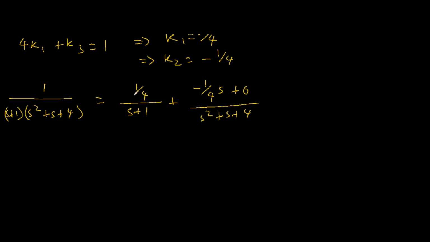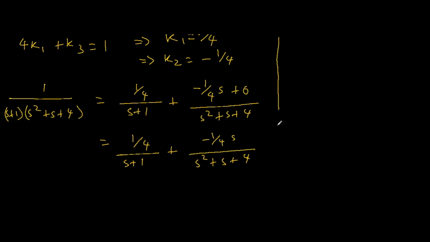The first part is easy to deal with. Let's concentrate on the second part for now. So this is equal to 1 over 4 over s plus 1 plus, here we have negative 1 over 4s over s squared plus s plus 4. Now, to find the inverse Laplace transform, the inverse Laplace transform of the first one is clear. The inverse Laplace transform of this second one is maybe not as straightforward. So let's go ahead and compute and find out what it looks like.